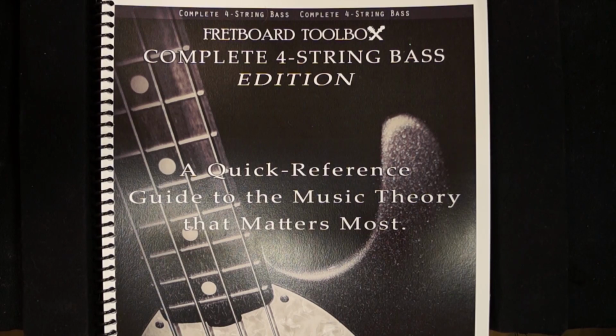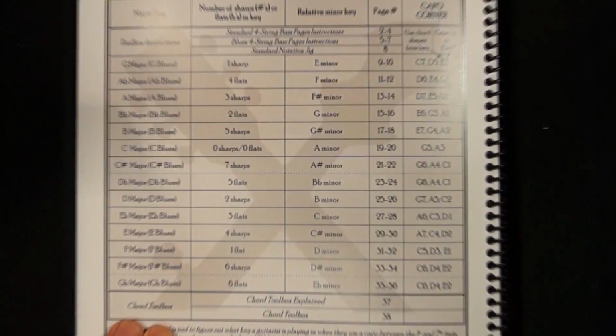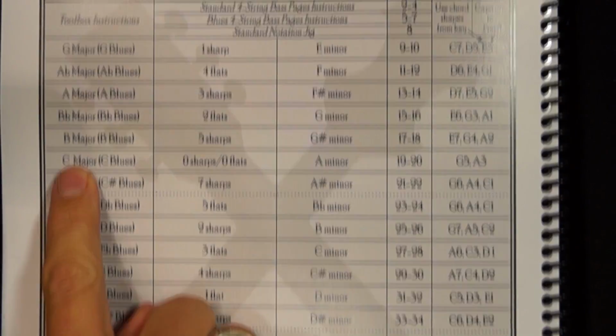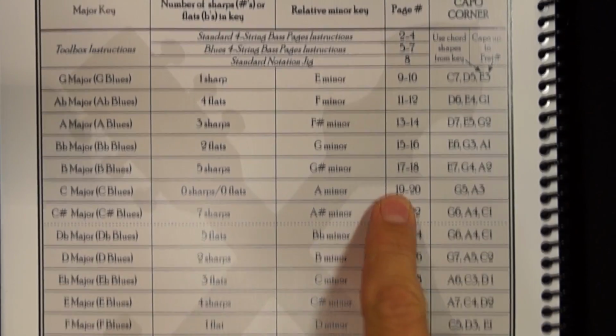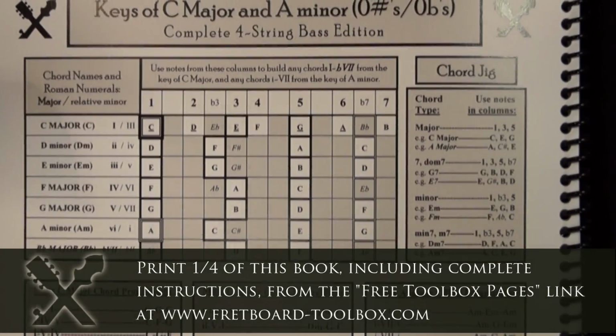Alright, if we take a look at the Fretboard Toolbox Complete 4-String Bass Edition, and then we look at the key of C major, which is on page 19, we'll be able to see a lot of the chords that are found in the key of C, and then we'll be able to see which notes make up each of the chords.